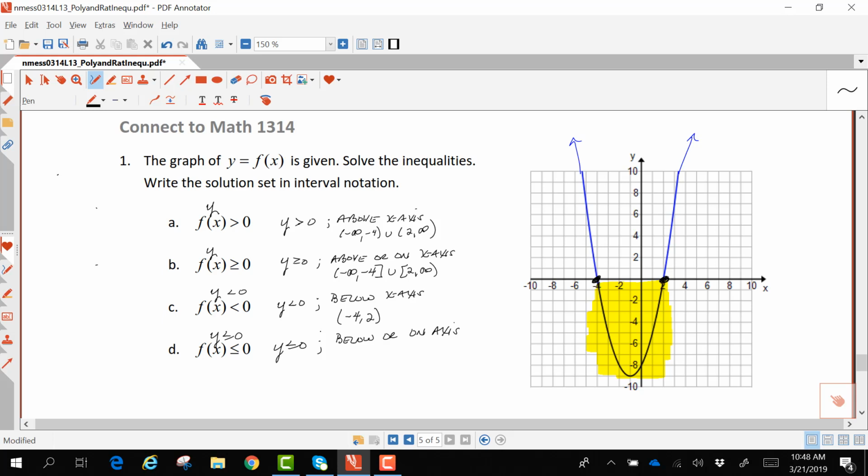In part D, it says below or on the x-axis, when you have a less than or equal to in your inequality. Therefore, once again, as in part B, I would use a square bracket for the less than or equal to inequality. This will end this recording, and I ask that you go back and look at the filled-in notes on this entire lesson to try to solidify your understanding of this material.